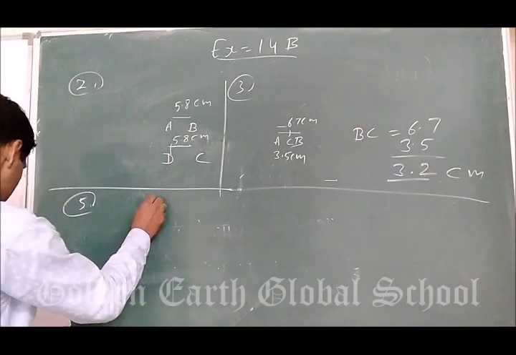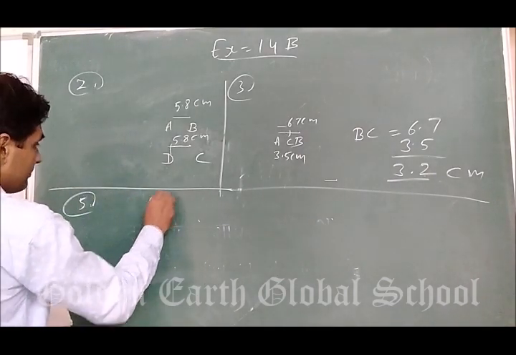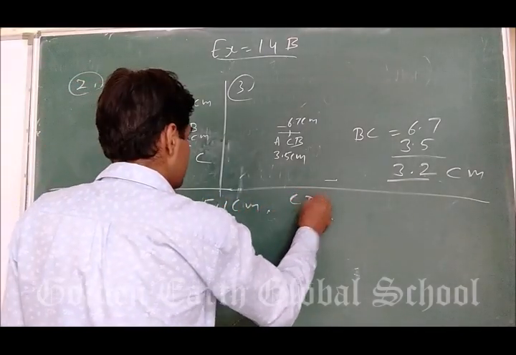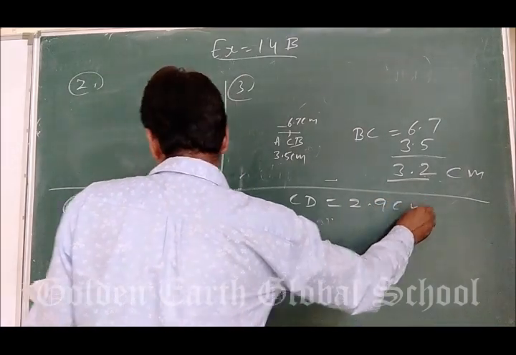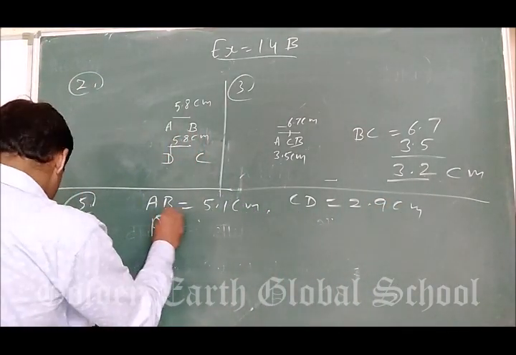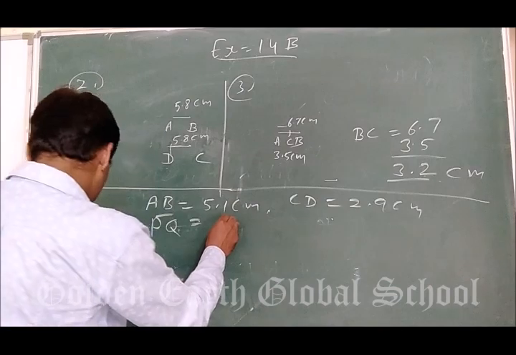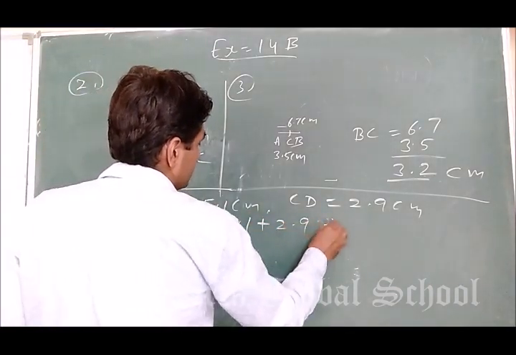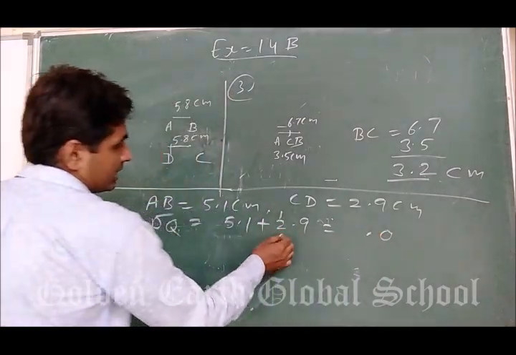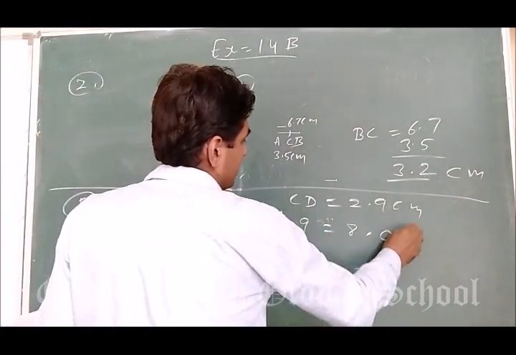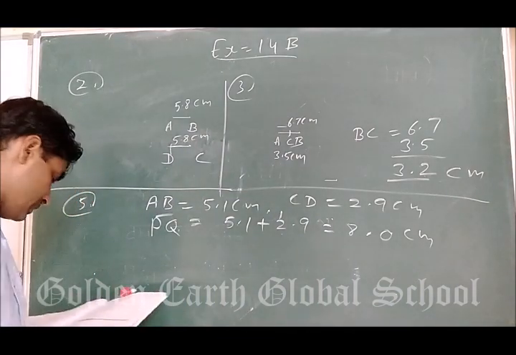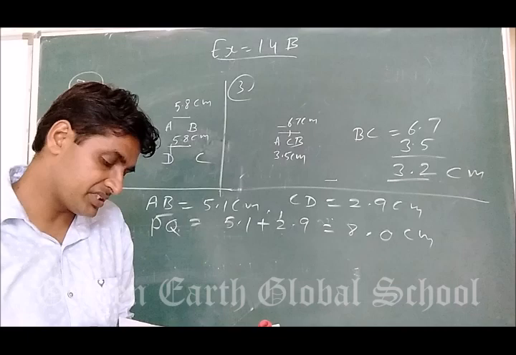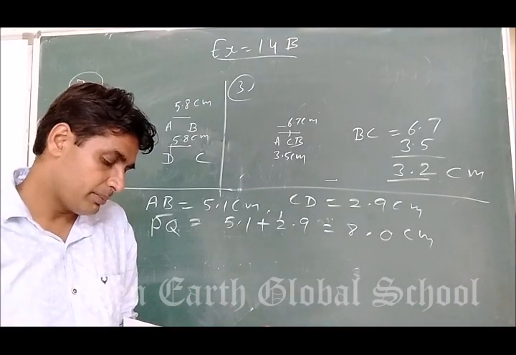So what is given? AB is 5.1 centimeter and CD is 2.9 centimeter. So they are saying that PQ is the length which is equal to the sum of AB and CD. So if you add both length, 2 plus 9 is 10, 1 carry, 3, 5, 8, so 8.0 centimeter. So this length you have to draw, verify by measurement.